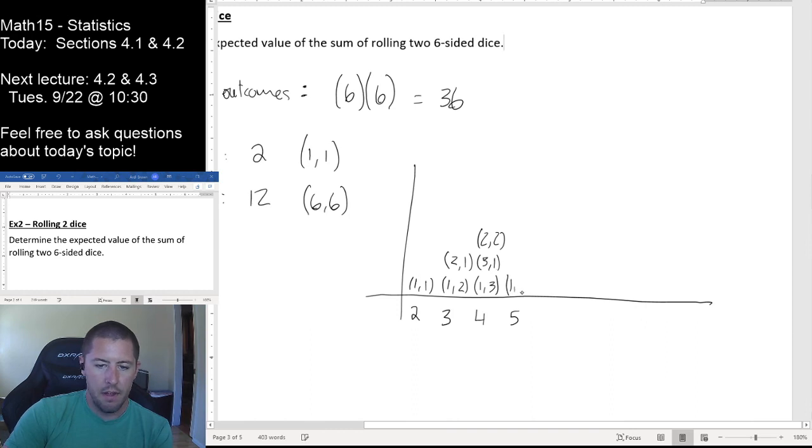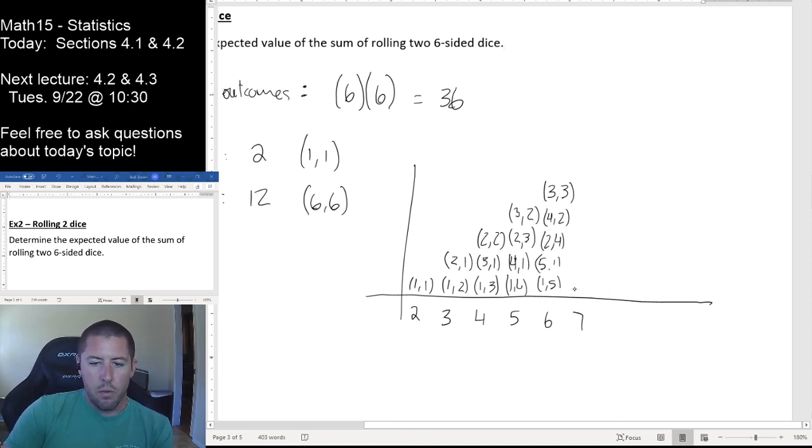So for a 5, I get a 1 and a 4, a 4 and a 1, a 2 and a 3, and a 3 and a 2. There's 4 ways to get a 5. For a 6: 1 and 5, 5 and 1, 2 and 4, 4 and 2. And there's only one way to get the 3 and the 3, because if I flip those, that's still the exact same roll right there.